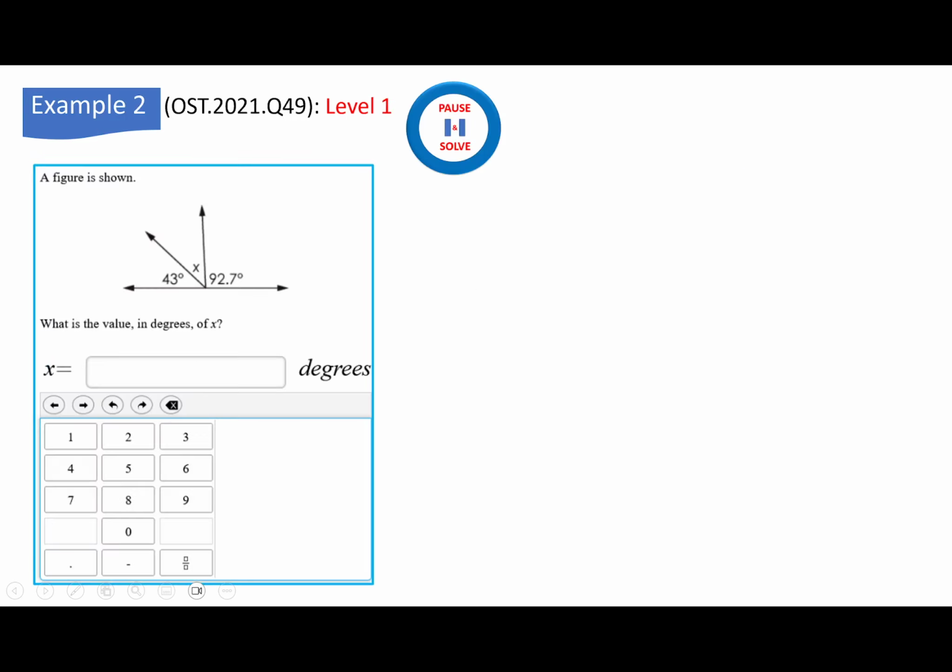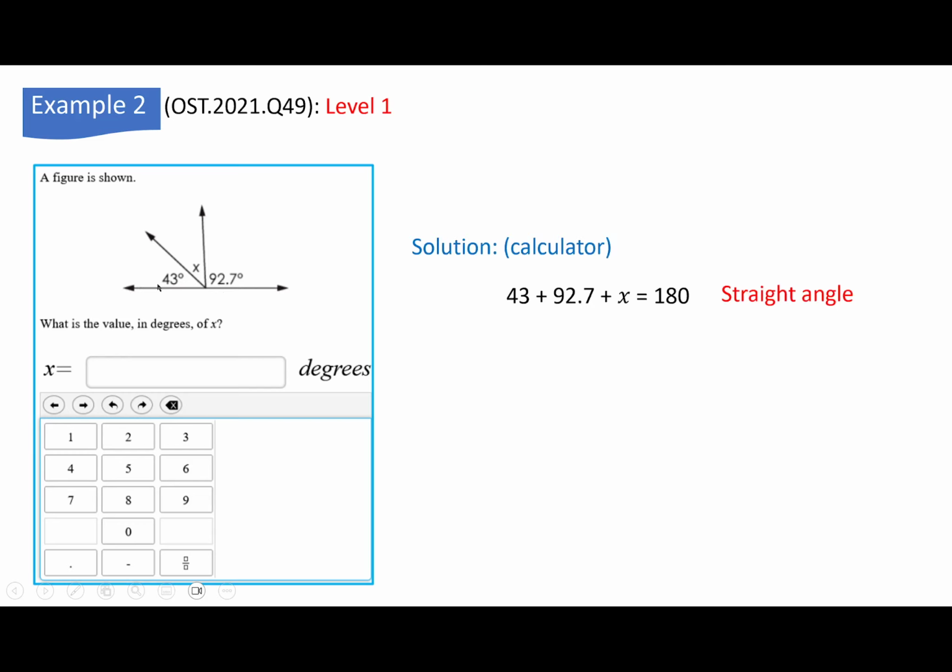Example 2. A figure is shown. What is the value in degrees of x? Okay. What information do we have? We have this and this and x. I know that all three together make a straight angle, which is 180 degrees. So if I add 43, 92.7 and x, I get 180. That's a straight angle. Add these two numbers, you get 135.7 plus x.